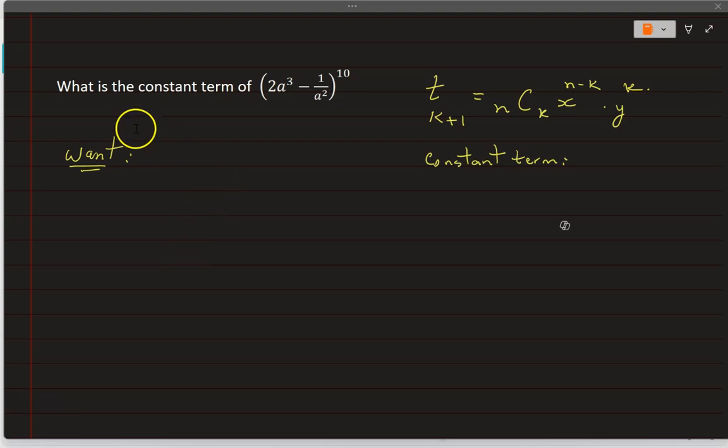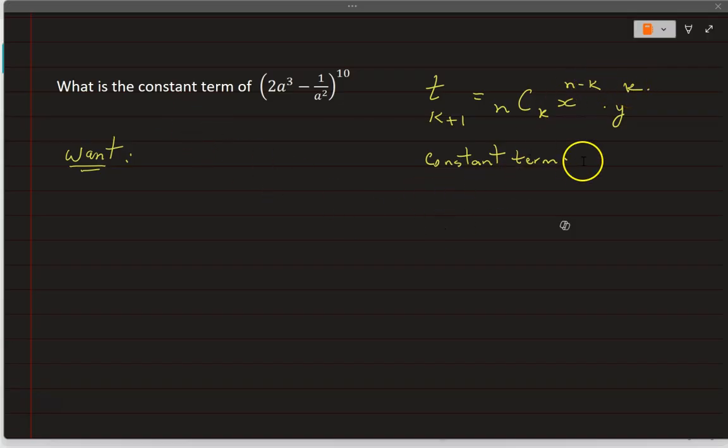Next question: what is the constant term of this binomial expansion? (2a cubed minus 1 over a squared) to the 10. All right, now I put in this formula again. I went back to the T k plus 1. The reason I did that is because inside of the expansion, we're just going to deal with k. Okay, that's what we're going to do.